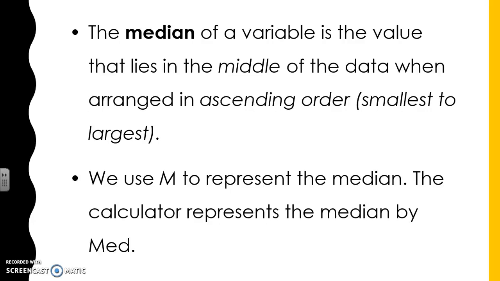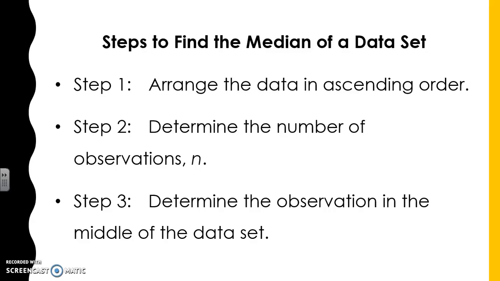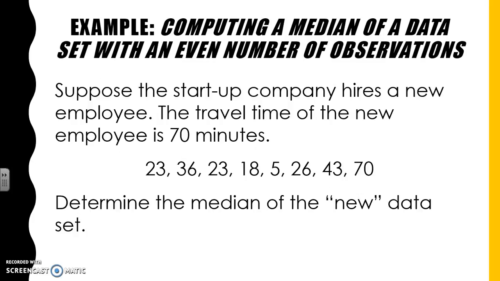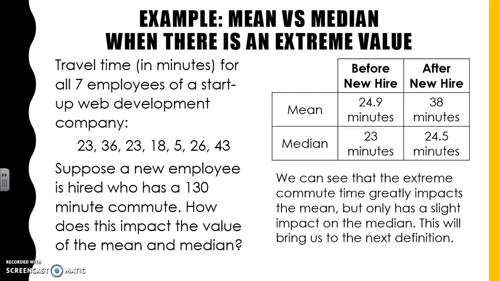The median is another measure of center. Our first one is mean, the second one is median. That is the value that lies directly in the middle when the data is arranged in ascending order. By ascending order here we mean smallest to largest. We'll use M to represent the median. The calculator uses MED for median. And then you can follow these steps. We're going to find these using technology. These are the steps by hand. We're going to go through some examples, so I'm just going to skip through this.